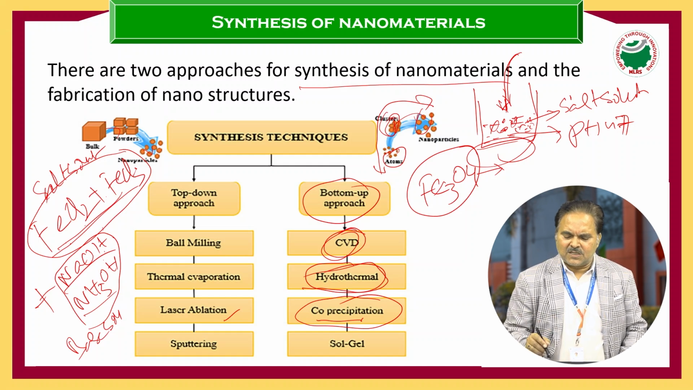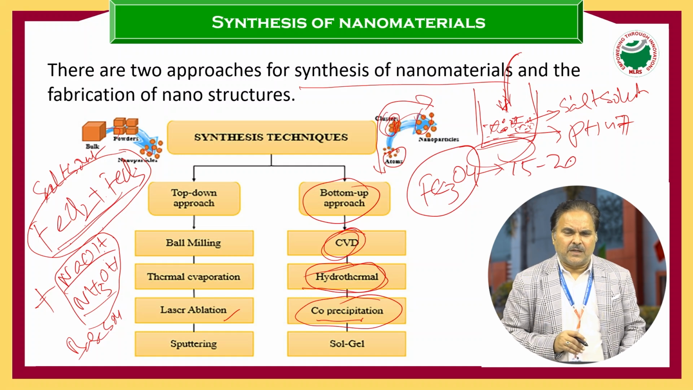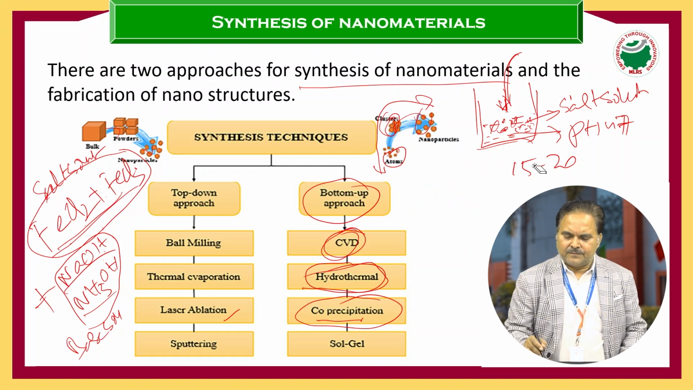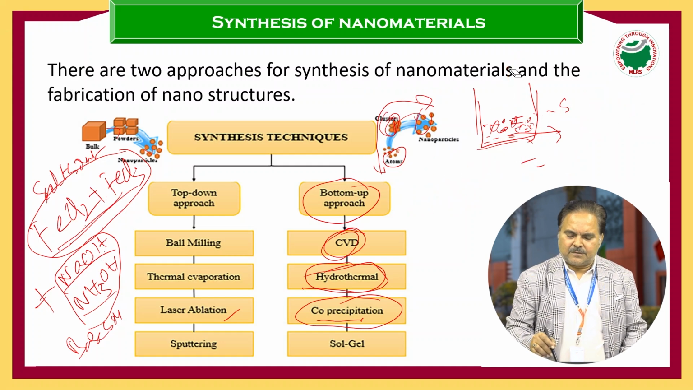It may not be exactly the desired size, but most of the nanoparticles will be in the range of 15 to 20 nanometers. Not all particles may be the same size. That's a disadvantage of chemical methods usually. So that's how we can make iron oxide by the co-precipitation method.